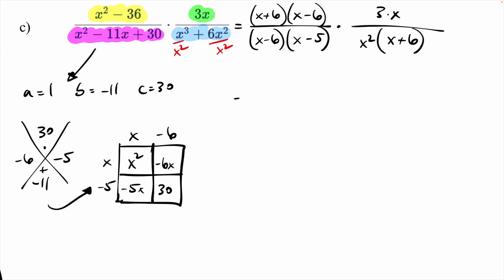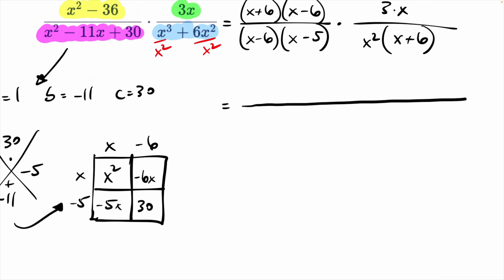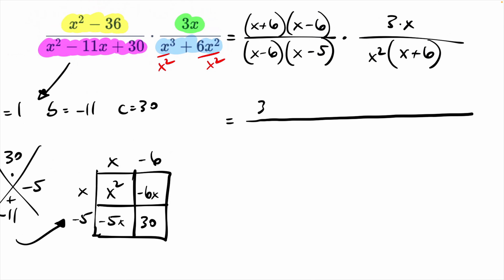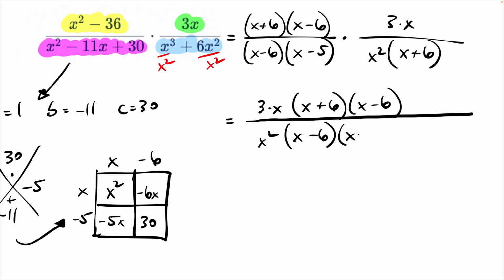Once you do that, next step is put everything together. Everything on top goes on top. So 3 times x, and then x plus 6 and x minus 6. On bottom, you'll have x squared, and then you have 3 binomials. Okay?